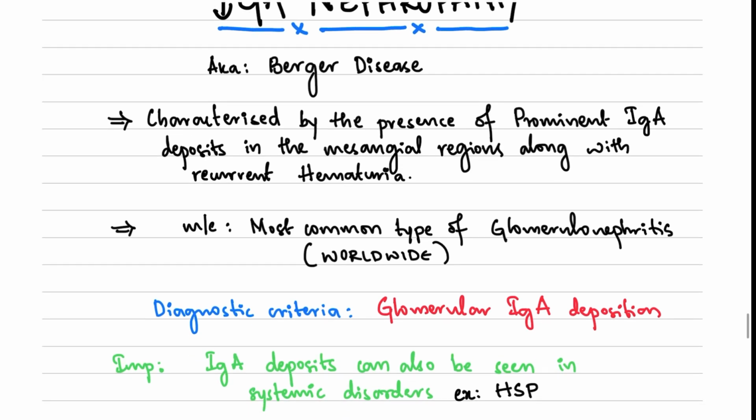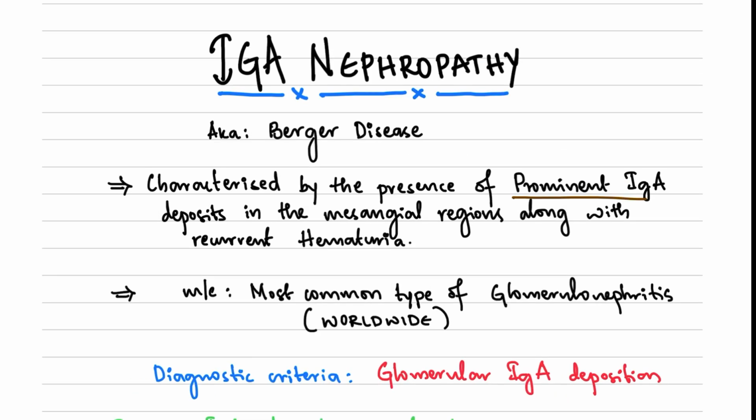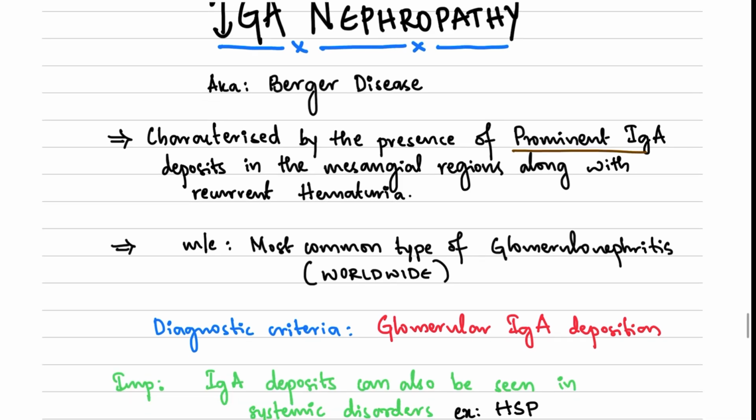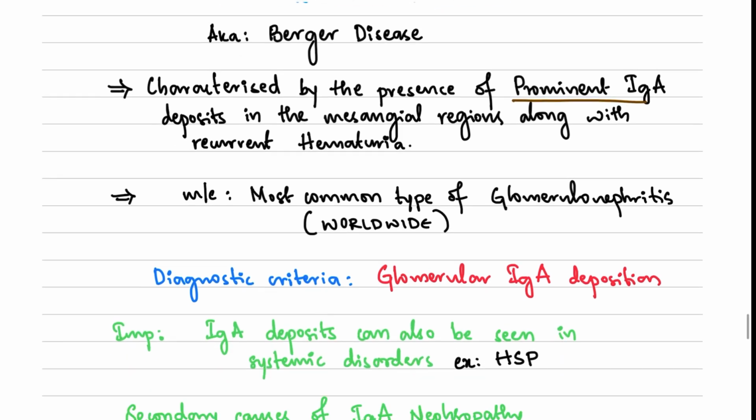So IgA nephropathy is characterized by the presence of prominent IgA deposits in the mesangial regions along with recurrent hematuria as a clinical presentation. So there are prominent IgA, immunoglobulin A, deposits in the mesangial regions of the glomerulus, which is leading to recurrent hematuria in the affected people. So this is known as IgA nephropathy. Remember, this is the most common type of glomerulonephritis worldwide.